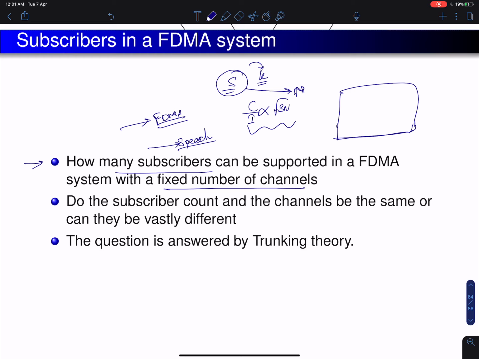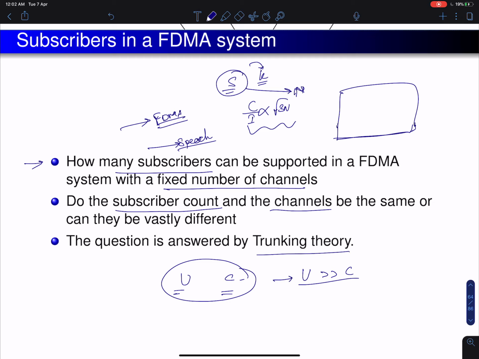The next question: the number of subscribers, I'll call it U, and the number of channels as C. Do they have to be the same? As we will later see, the users that you can support will be much greater than the channels available. This question is answered by what we call trunking theory. It's a theory we borrowed from probability and statistics.